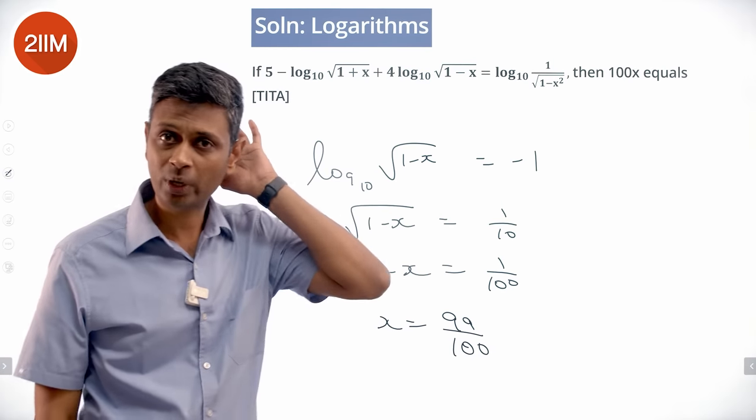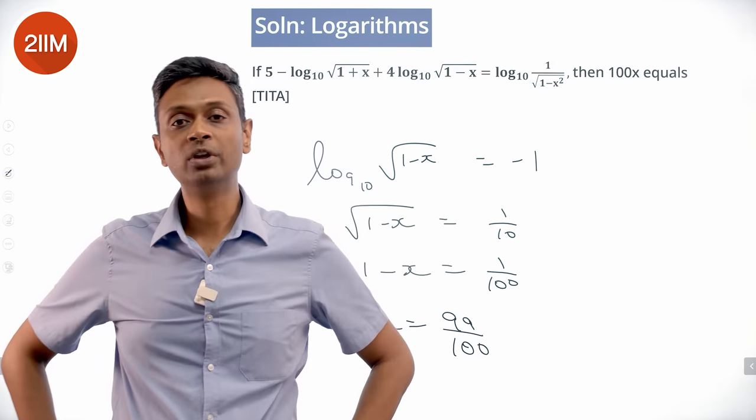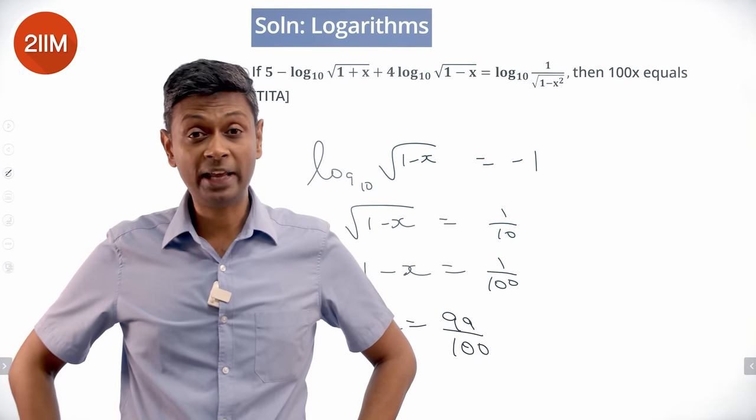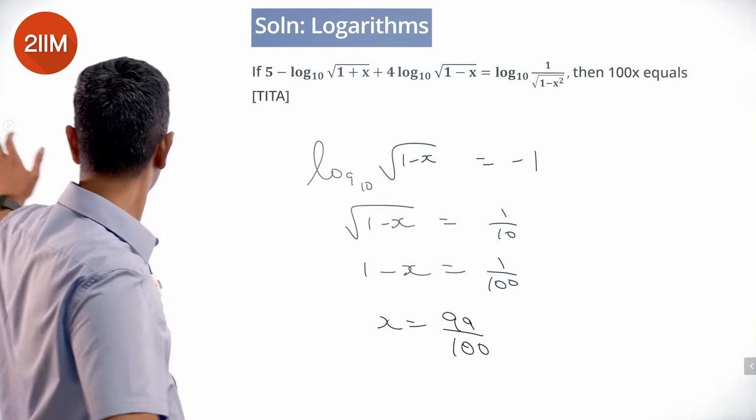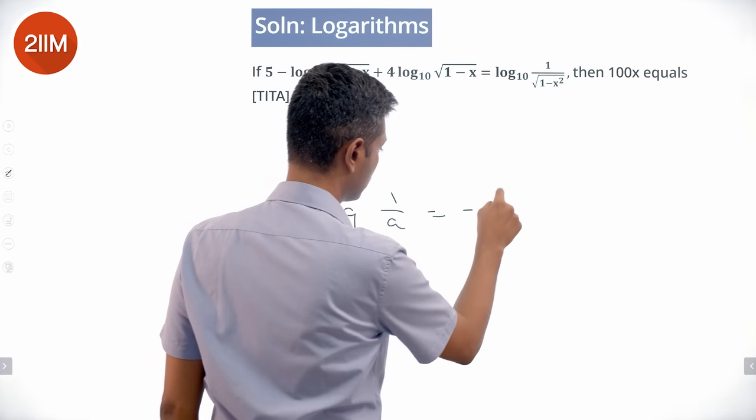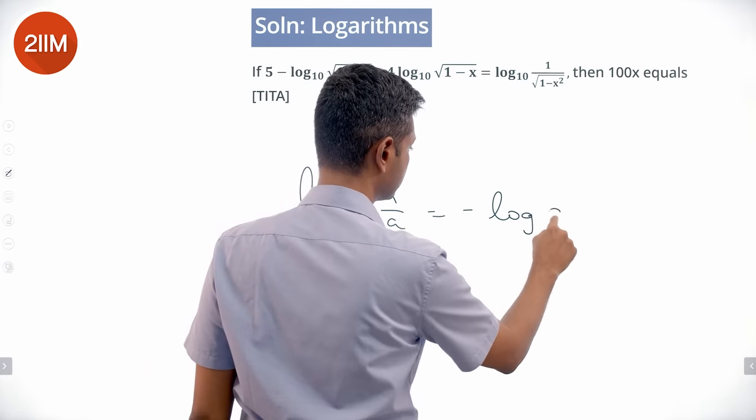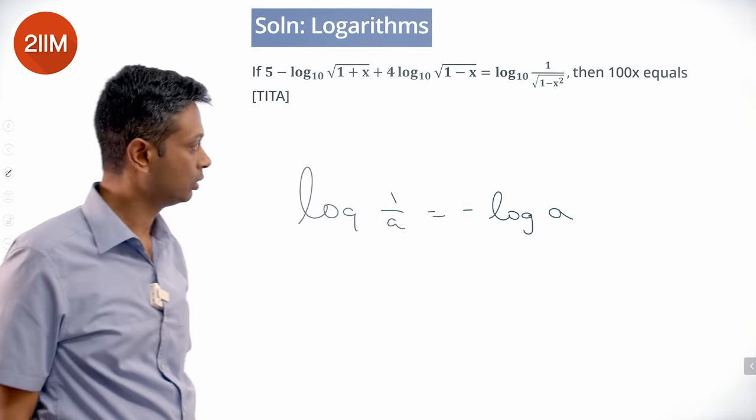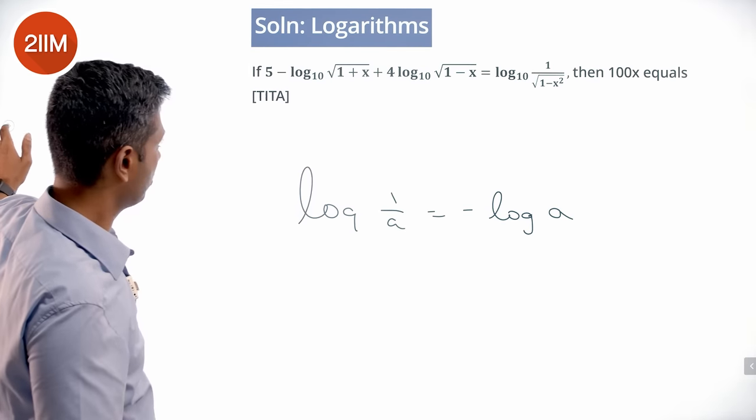Methodically solve this, we're using two ideas: log AB is log A plus log B. Next idea, log of 1 by A is minus log A. Right, so log 1 by A is minus of log A. Log AB is log A plus log B.